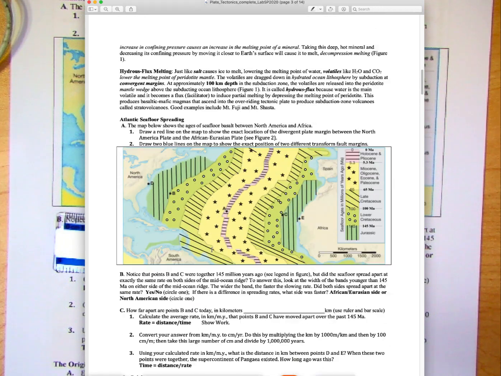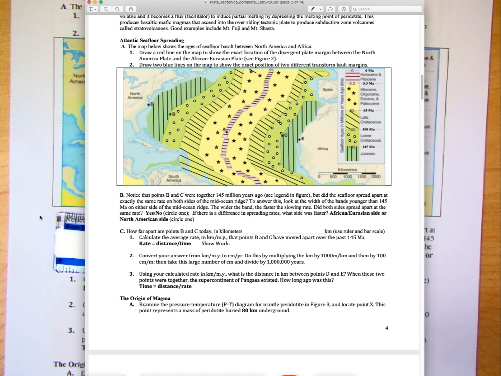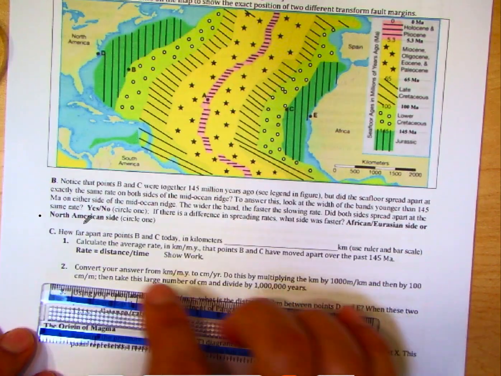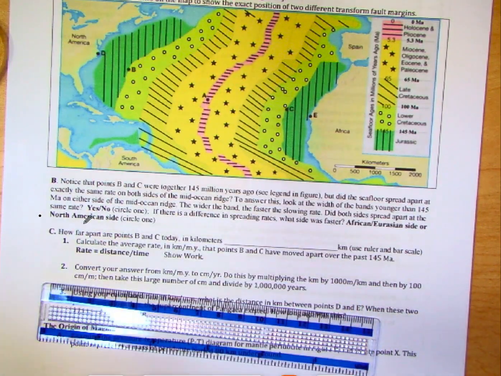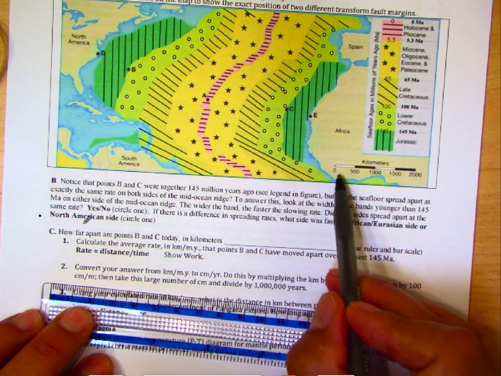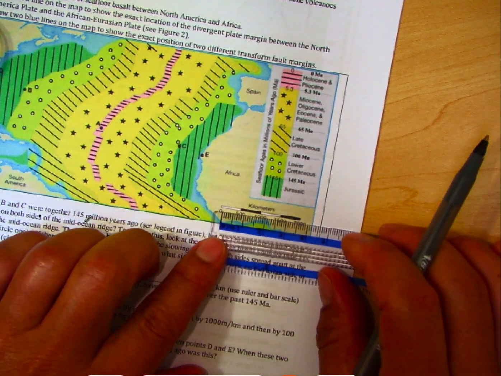So let's look at this first problem here. This one's going to ask us to figure out the rate of seafloor spreading for the Mid-Atlantic Ridge. I have the document camera going here. The first question is, we want to measure the distance between points B and C in kilometers today. Note there's a scale over here, so one important thing to do first is figure out our scale.